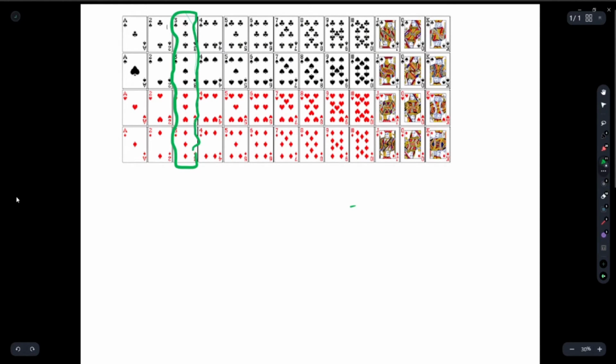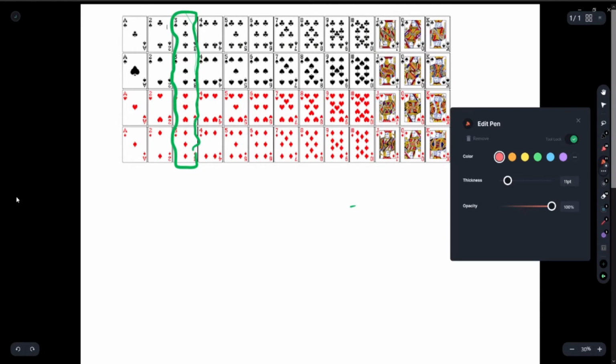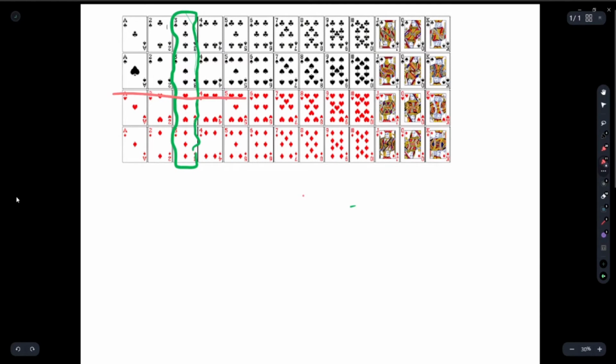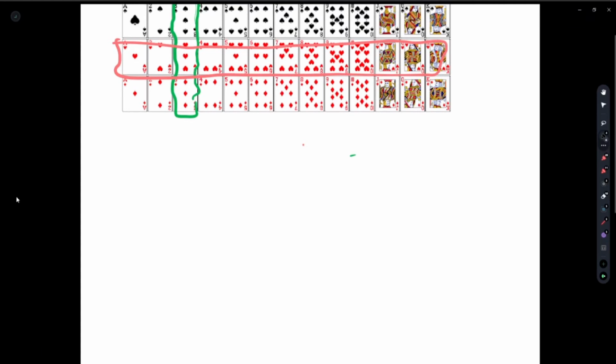And then asked about the hearts. So I'll do it in a different color. You have to add them while making sure you remove the duplicate here. So as you can see, both colors overlap at the 3 of hearts. So you'll have to remove one to remove the duplicate. So lucky for us, there's a formula that can do that.